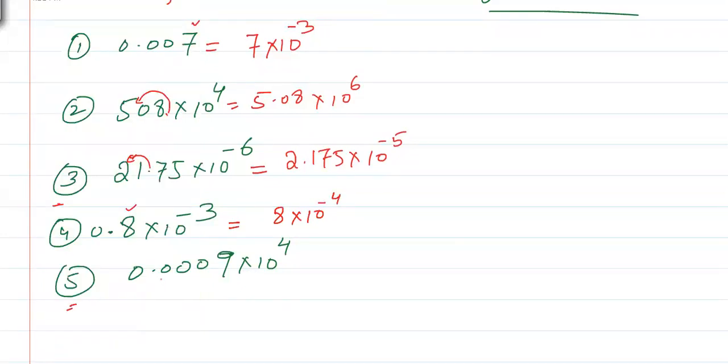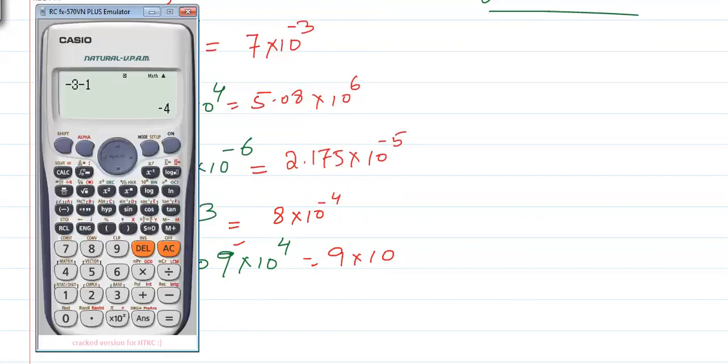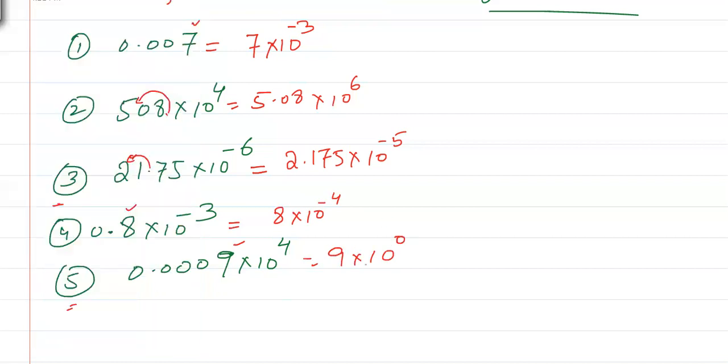And now the next one is 0.0009 into 10 to the power 4. So what will it become? I have to shift the decimal from here to after the first non-zero digit. So it will be 9 again, only 1 digit. So 9 into 10 to the power. How many digits did we move? 1, 2, 3, 4. 4 digits we moved. Already there is a power 4, but we are moving from left to right, so 4 power will decrease. So power will be 0. Okay, 10 to the power 0.